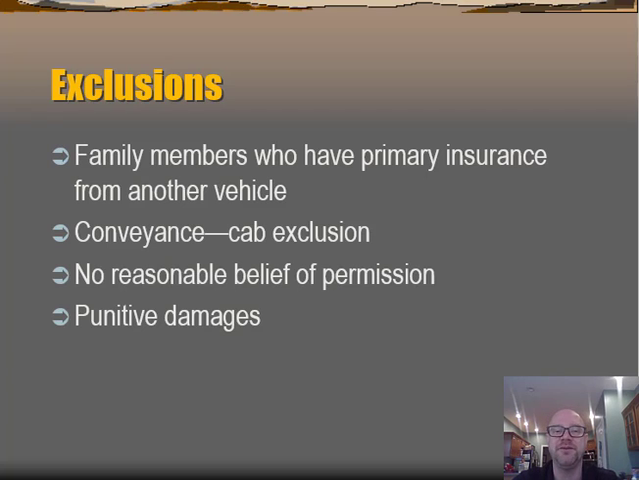And once you start talking about that, you say, well, if I'm only going to save a couple dollars, how can I justify not having these limits stack? But the standard is if you don't do anything, the unendorsed policy says that family members who have primary insurance from another vehicle, that's where they get their coverage. They don't get it from you.